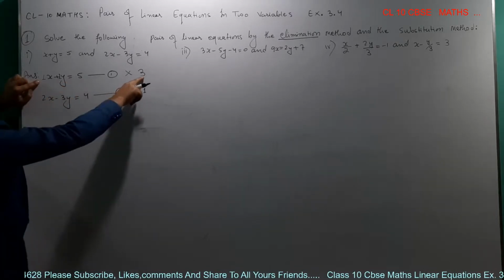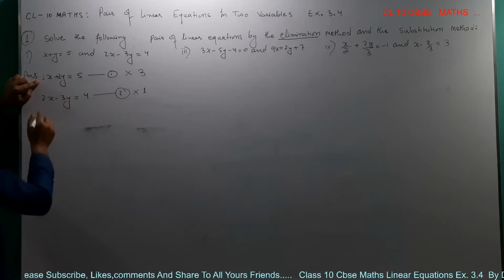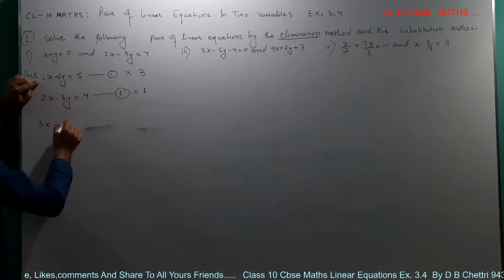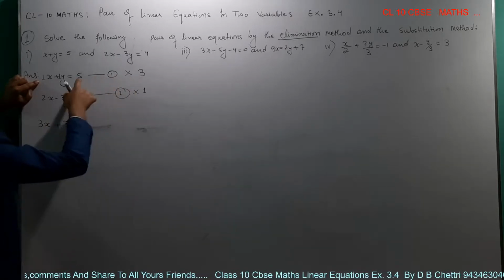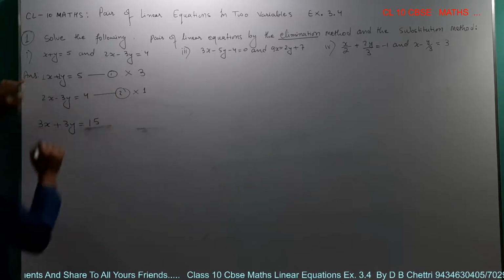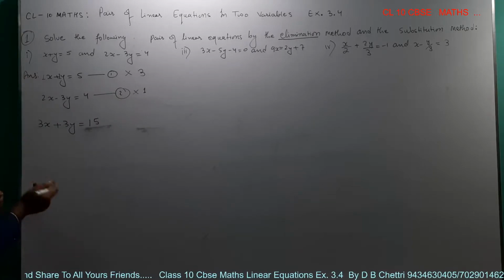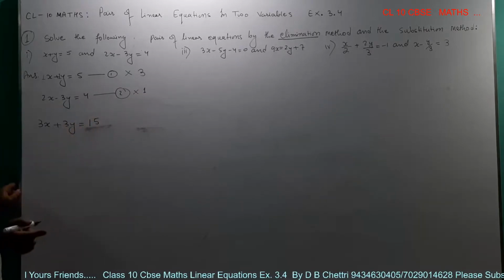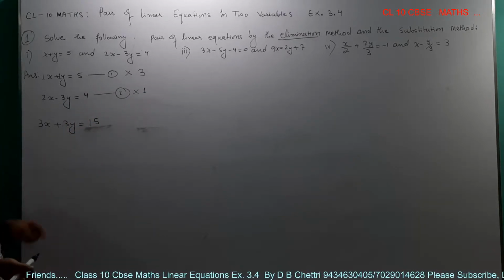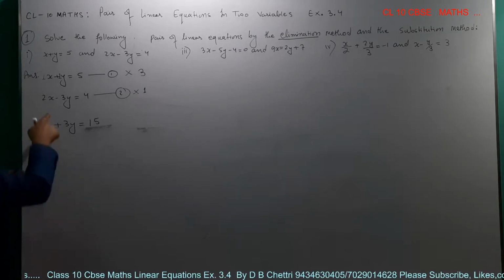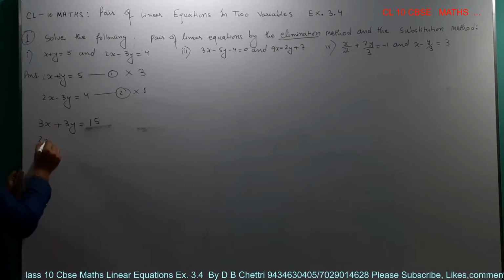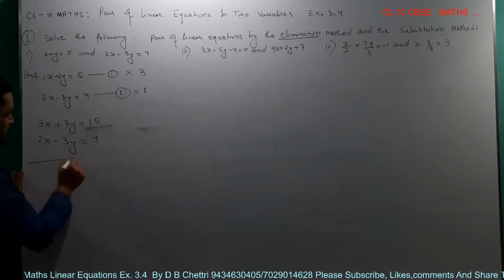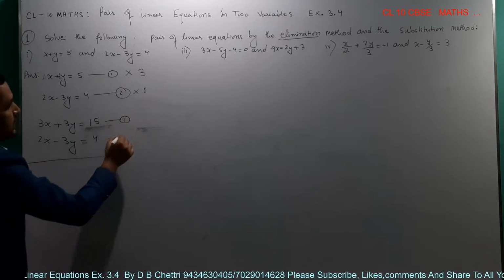Then 3 multiply x, 3x, 3 multiply y, 3y, then 3 multiply 5, 15. Then take this one and multiply to the other equation. Multiplying any number with 1 remains the same, so you can copy the same. This is 2x minus 3y equals 4. Now you can mark this as equation 1 and equation 2.